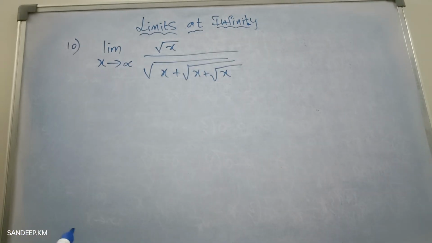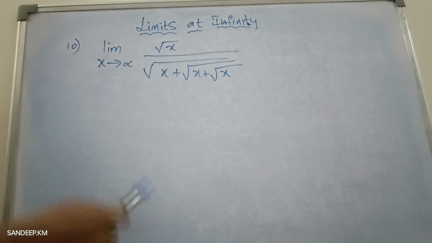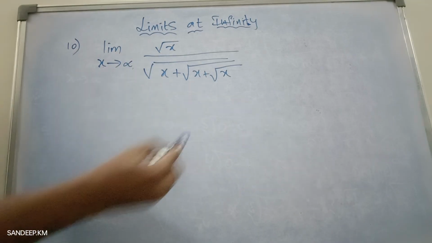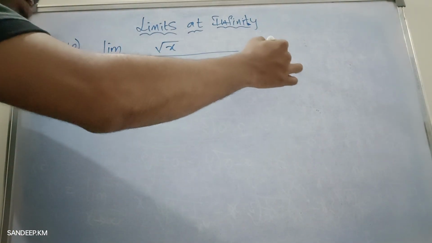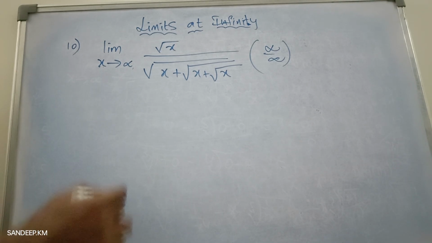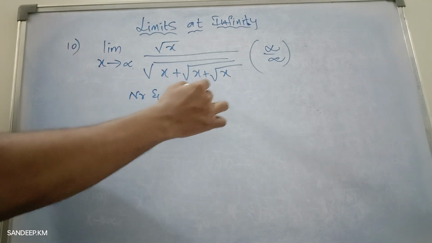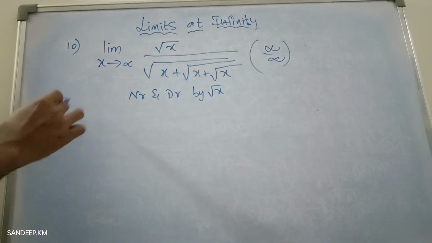So here is our next question. When limit x approaches infinity, we are supposed to find the value of this function. If I directly substitute x as infinity, the function will be in the form of infinity by infinity. Correct or not? See how I am solving this particular question. So what I am doing is, obviously, I'll divide the numerator and the denominator by root x. Okay? So then what happens?